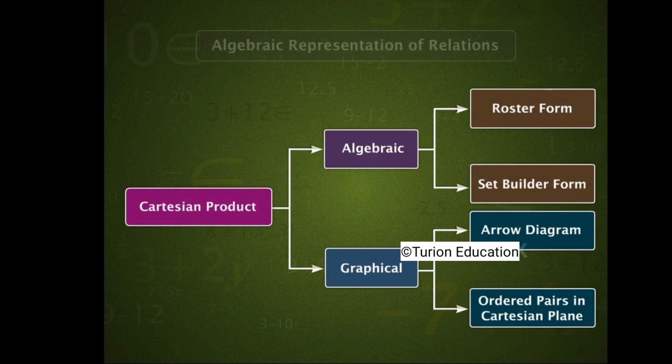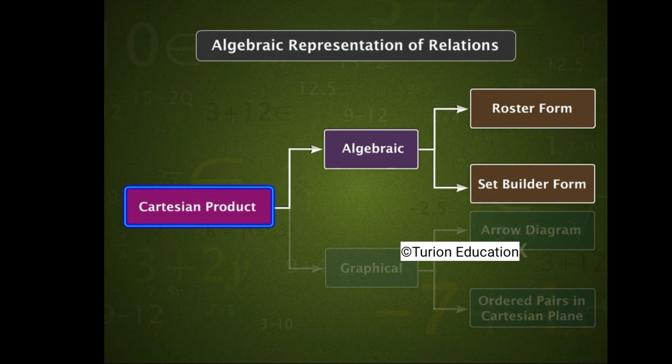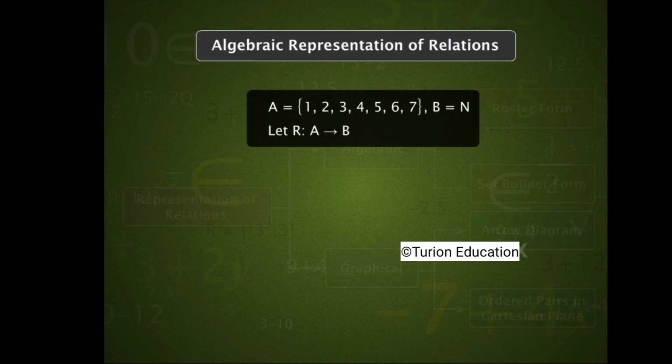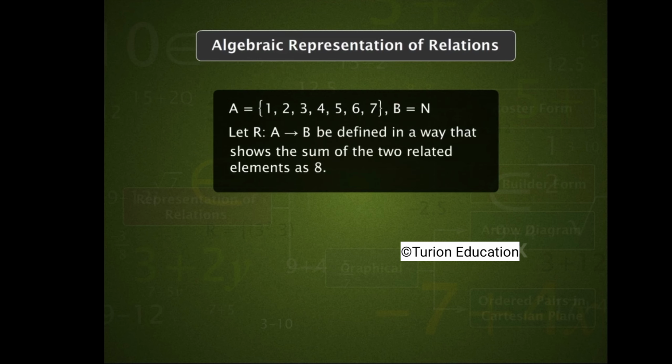Let us begin our exploration with an algebraic representation of relations. We know that a Cartesian product can be represented algebraically either in the roster form or in the set builder form. A relation too can be represented by both these methods. To see how, consider R, a relation from set A, which has elements 1, 2, 3, 4, 5, 6, and 7, to set B, the set of natural numbers. Let R be defined in such a way that the sum of the two elements is 8.